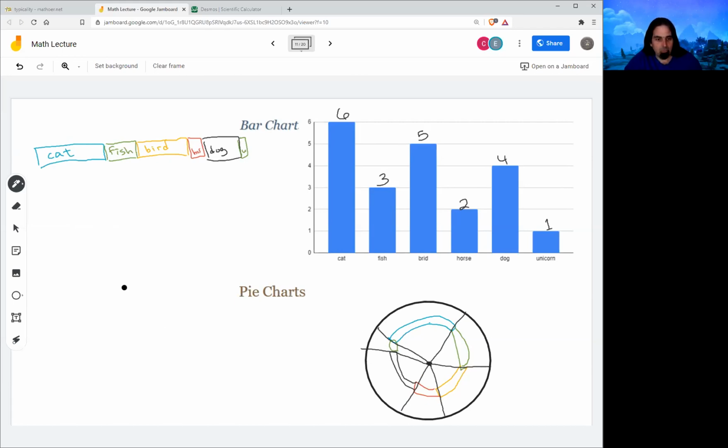And then that's how I make a pie chart, because this big one that was blue was the cat part of the pie. And this green one that was the fish was the fish part of the pie, and so on. It makes them all the right sizes compared to each other. And you've seen pie charts before, I am sure, in real life.